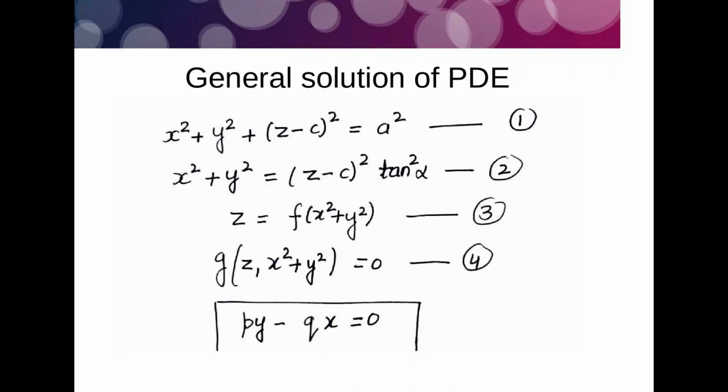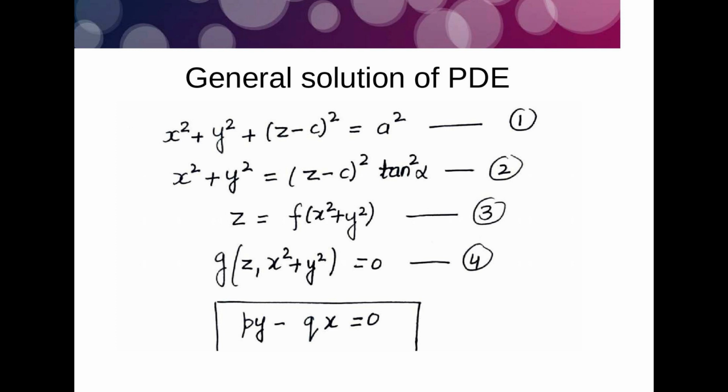In lecture 1, I discussed the formation of partial differential equations. There are two methods: elimination of arbitrary constants and elimination of arbitrary function. Consider equations number 1 to 4. The first one is the equation of spheres with center on the z-axis. The second one is of a cone. The third one is the equation of all surfaces which are symmetrical about the z-axis. Equation number 4 is the same as equation number 3, but we are rewriting it in a different way.